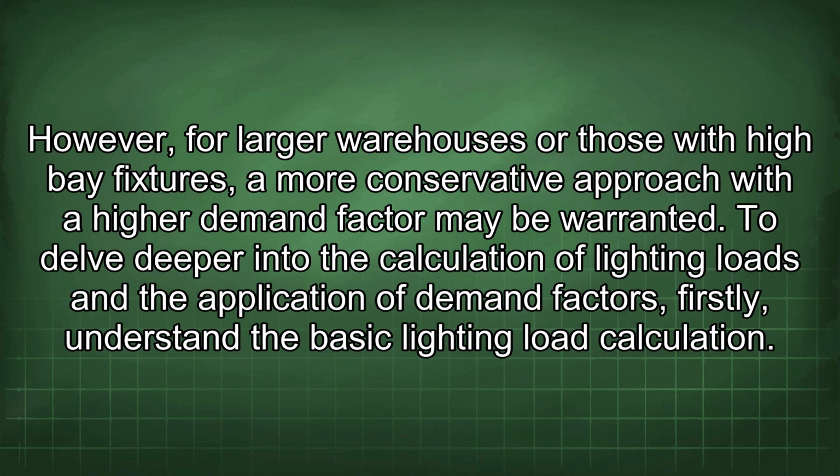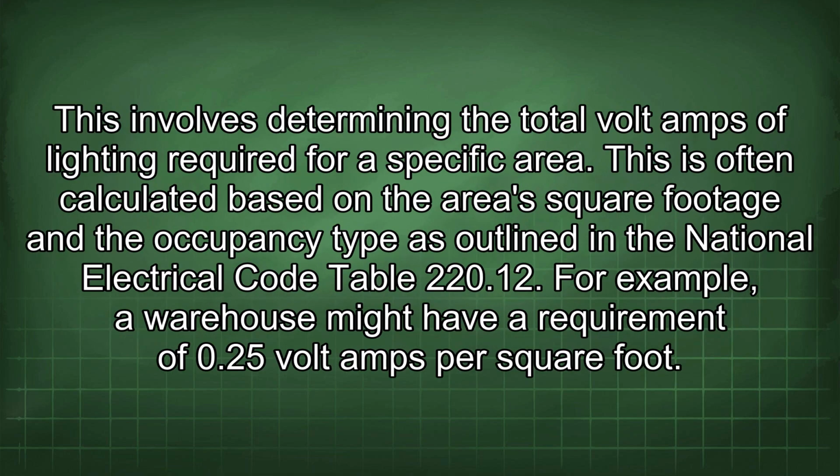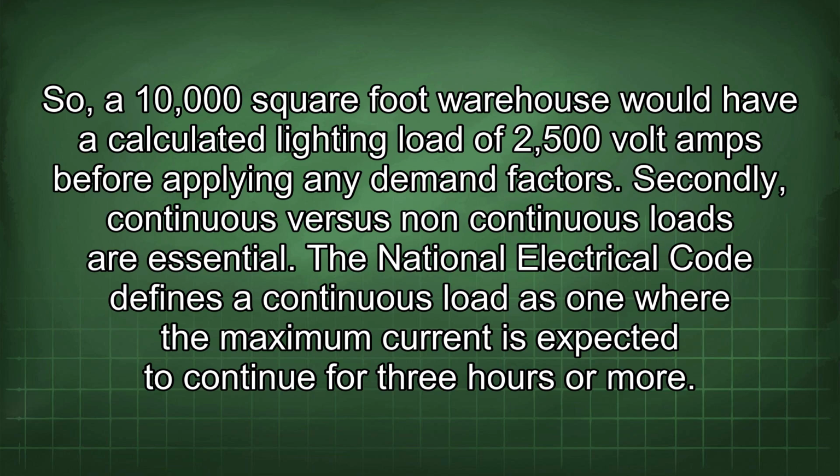To delve deeper into the calculation of lighting loads and the application of demand factors, firstly, understand the basic lighting load calculation. This involves determining the total volt-amps of lighting required for a specific area. This is often calculated based on the area square footage and the occupancy type as outlined in National Electrical Code Table 220.12. For example, a warehouse might have a requirement of 0.25 volt-amps per square foot. So, a 10,000 square foot warehouse would have a calculated lighting load of 2,500 volt-amps before applying any demand factors.